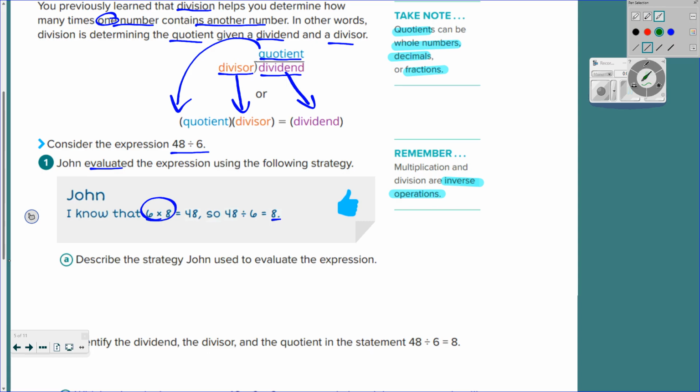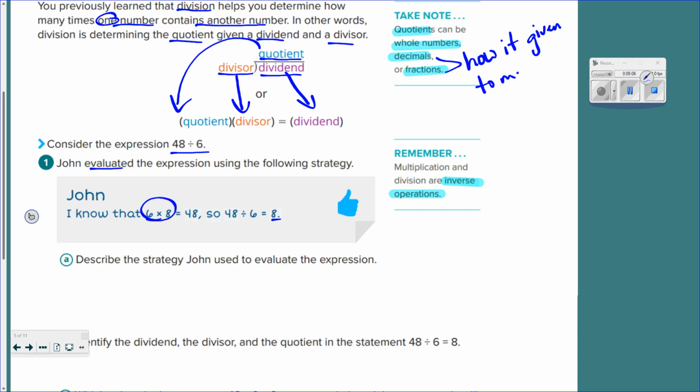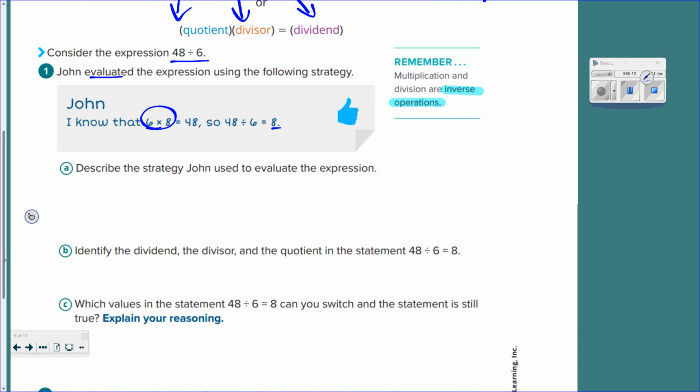The way I know to do decimal or fraction is based on how it was given to me. So if they give it to me as fractions, I'm going to make it fractions. If they give it to me as decimals, I'm going to make it decimals. So again, when we're doing a quotient, if they give it to me as fractions, I'm going to do it as fractions.